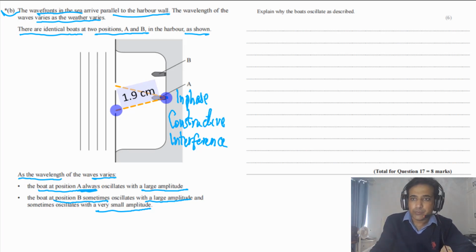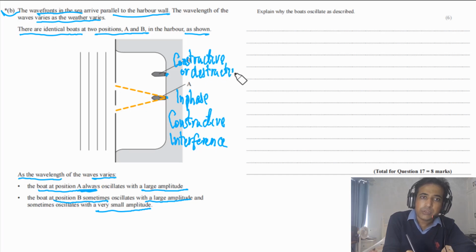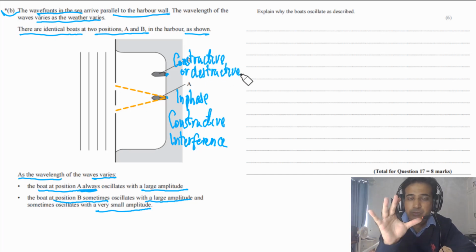So this is the first thing we need to understand. Now if you look at position B, sometimes we have constructive interference, or sometimes there will be destructive interference. So listen carefully, very important point. This question is very important about interference and diffraction.